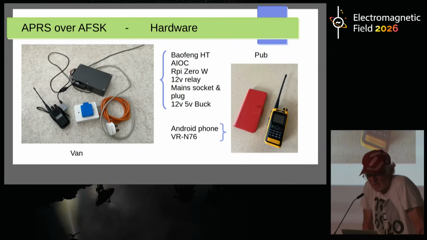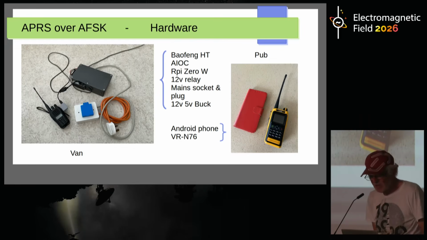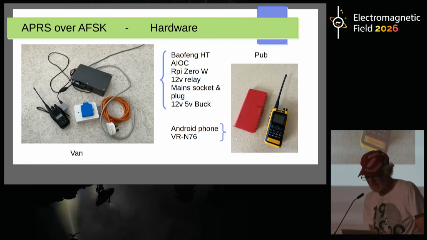This was my implementation of the system using the old-fashioned audio frequency shift keying. On the left is the equipment I've got in my van. It's a cheap Baofeng radio, and the grey thing on the side is an audio sound card, which has got a USB-C out that goes straight into a Raspberry Pi, which is bolted on the side of that project box. And inside the project box is a mains relay and a little interface to the Pi.